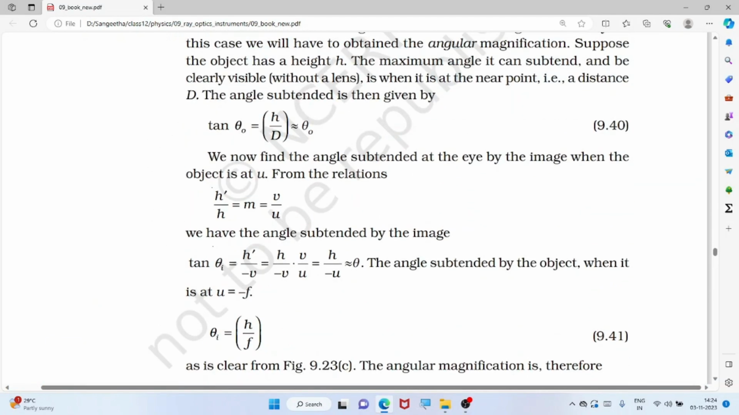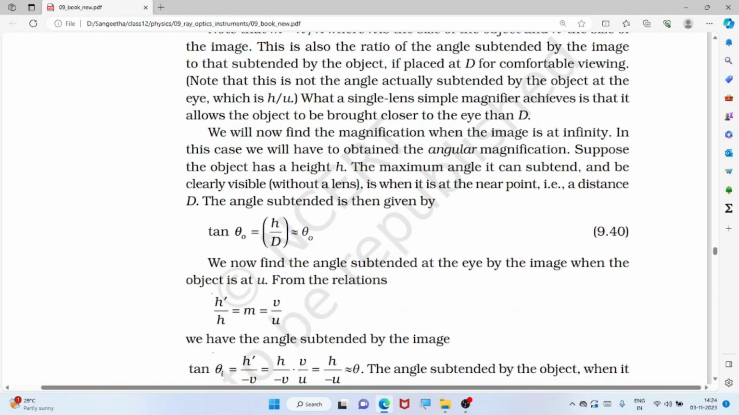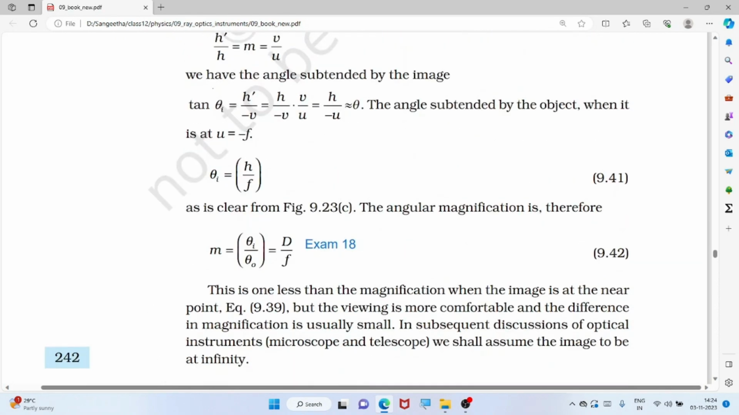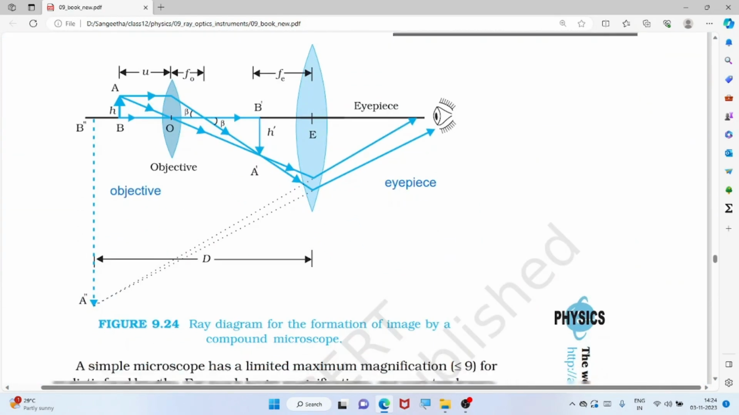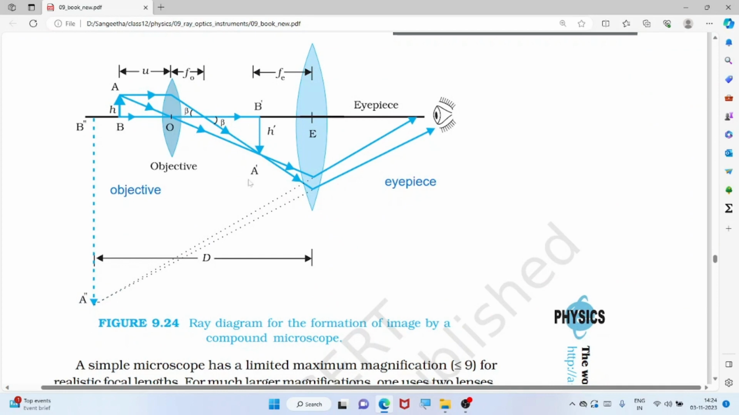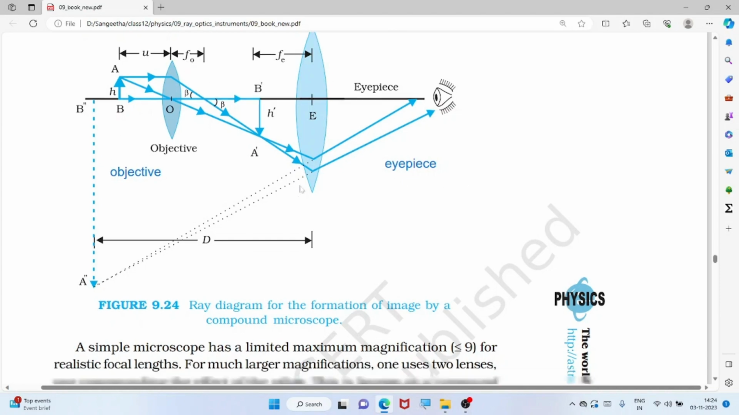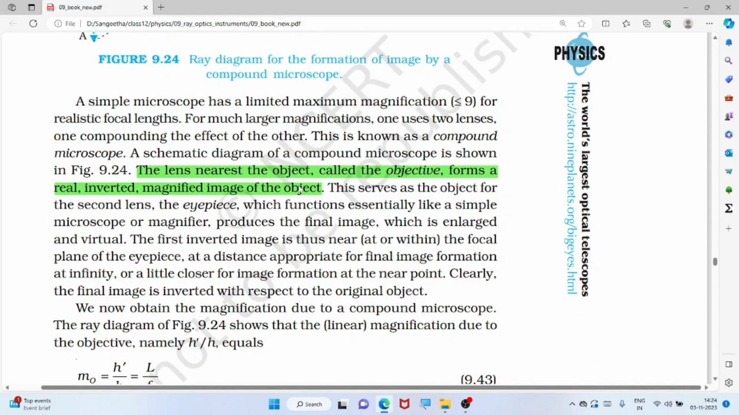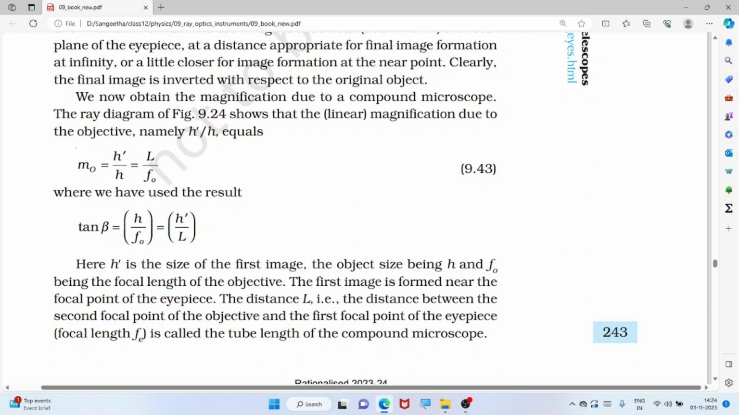The 1 is removed, so 1 plus d by f becomes d by f, the angular magnification. So here the thing is that the eyepiece focal length is more than the objective focal length. This focal length is more than the objective's. Magnification.